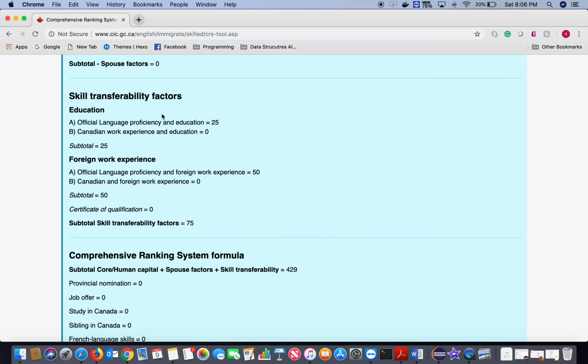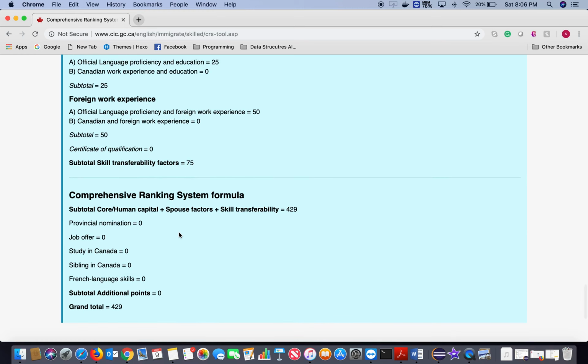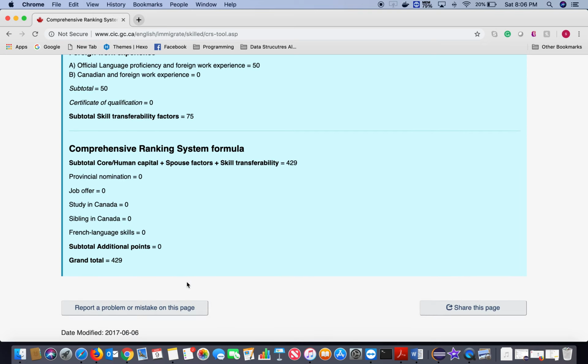Now, skill transferability factors, which are your education and foreign work experience. You can see the breakdown and see that you have obtained a total of 75 points. Now, if you calculate the overall score, the comprehensive ranking tool, which would be your core human capital plus spouse factor plus skill transferability, you have obtained a score of 429. So, this is how you would calculate your score.